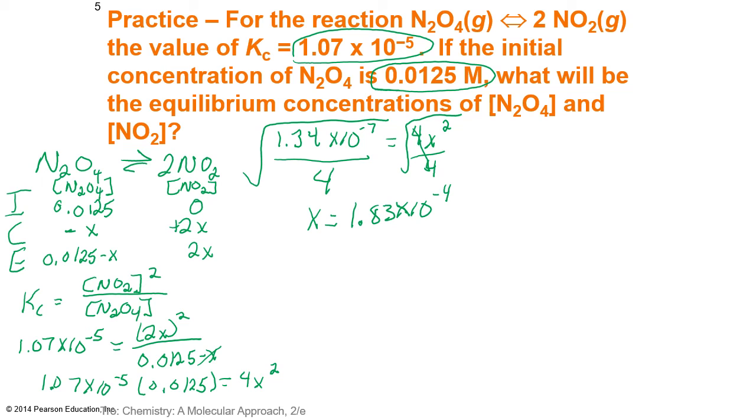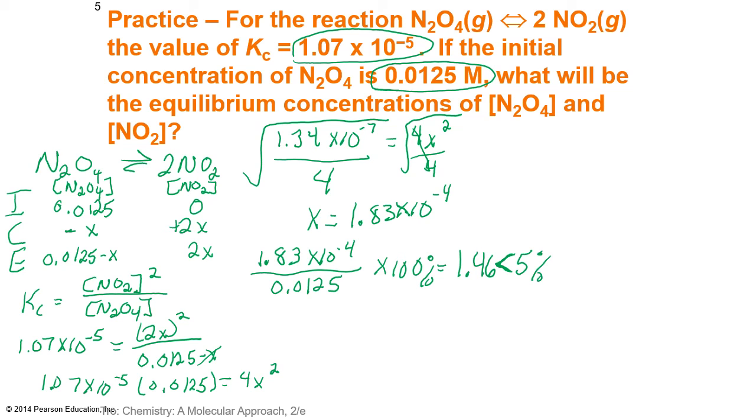Now, if we check to make sure that our approximation is valid, 1.83 times 10 to the minus 4th divided by our original concentration, 0.0125, times 100%, we get 1.46, which is less than 5%. So this is a valid approximation. We can assume that x is small.